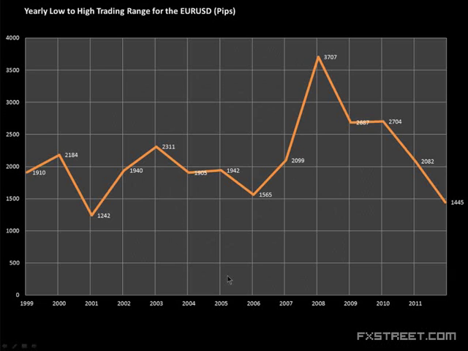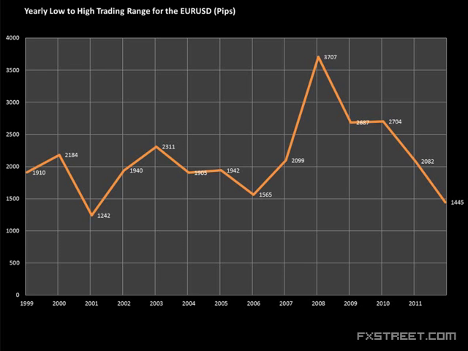And I have some charts here to illustrate that. Let's take a look at the euro versus U.S. dollar. If you took the low to high trading range from this year, what do we have? We have about 1,445 pips from the low to high trading range. Well, how does that compare historically going back to the start of the euro's existence?